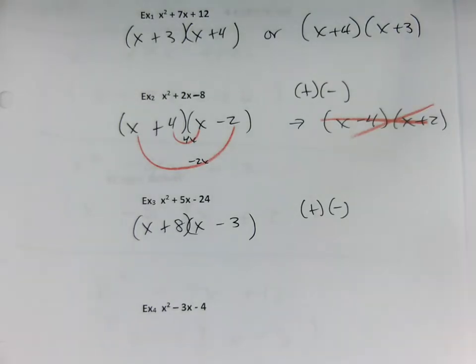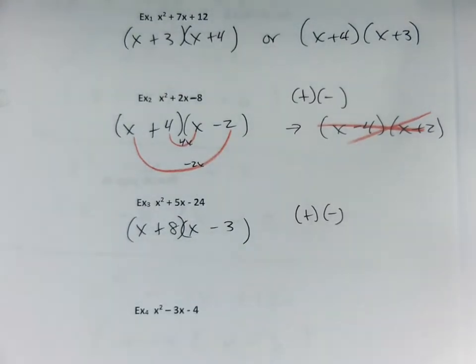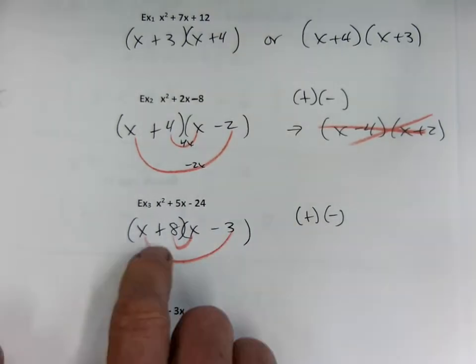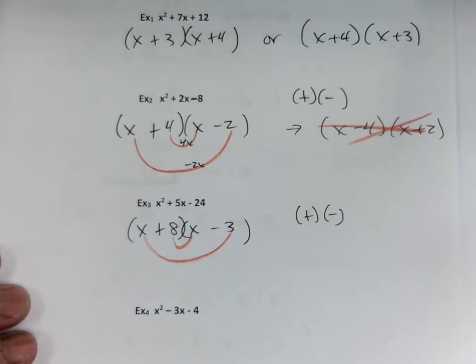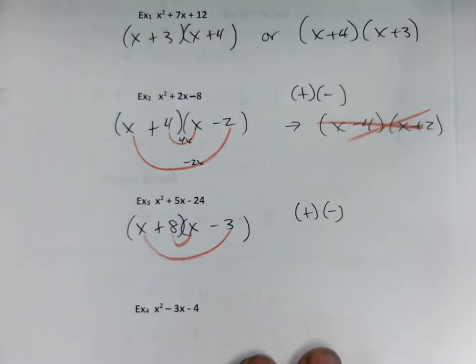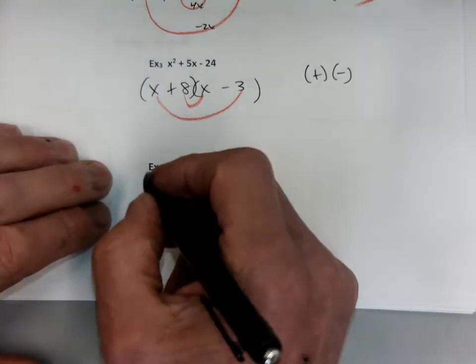Okay, again, we can check this. I check it with my double smiley. I go inside, outside, I get a positive 8x, negative 3. Totally correct. That is my answer. Thumbs up. Okay, do you think this is easy or hard? Oh, good. Easy. I was hoping you'd say that. Okay, example 4.